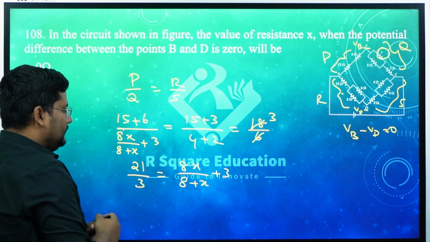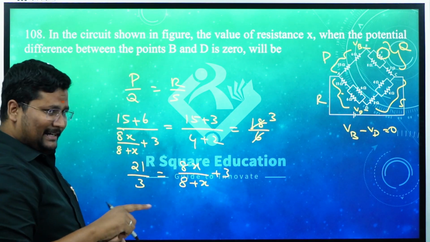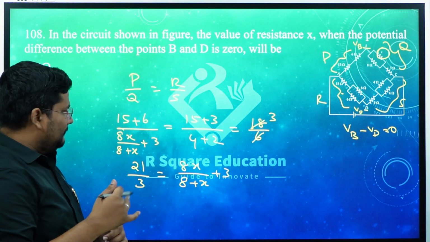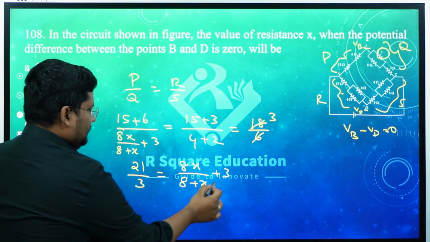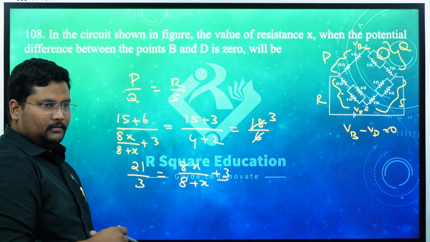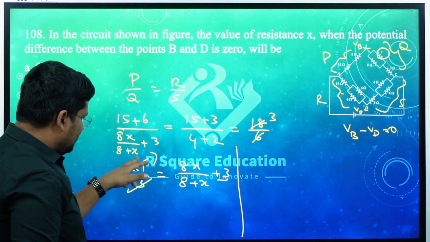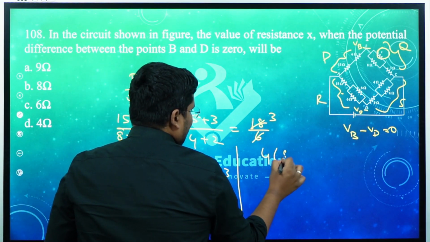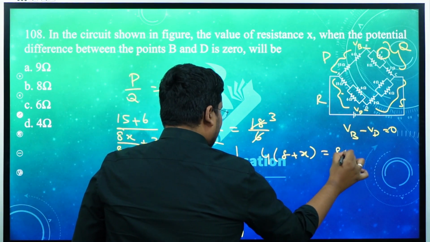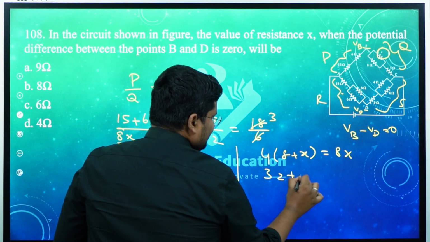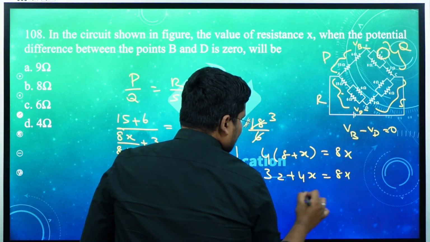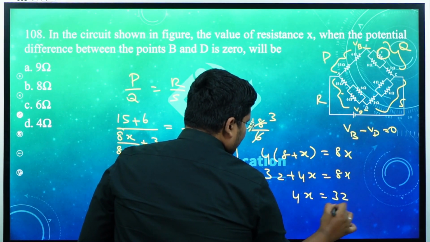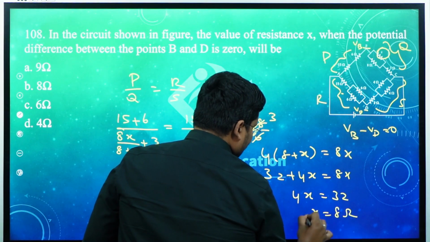So if this 3 comes to this side, it's 21 minus 9 divided by 3. So 12 by 3 is going to be 4. This plus 3 comes to that side, so 7 minus 3 is 4. So when you cross multiply, 4 into 8 plus x is equal to 8x. So 32 plus 4x is equal to 8x. So 4x is equal to 32, x is equal to 8 ohms.